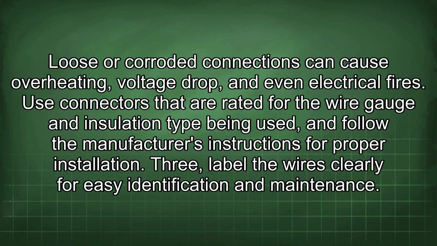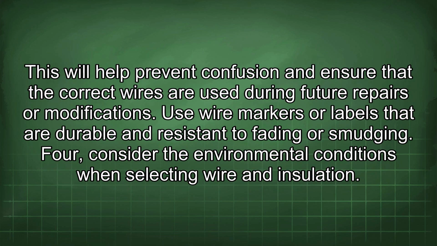2. Use proper wire connectors or terminals to ensure a secure and reliable connection. Loose or corroded connections can cause overheating, voltage drop, and even electrical fires. Use connectors that are rated for the wire gauge and insulation type being used, and follow the manufacturer's instructions for proper installation. 3. Label the wires clearly for easy identification and maintenance. This will help prevent confusion and ensure that the correct wires are used during future repairs or modifications. Use wire markers or labels that are durable and resistant to fading or smudging.